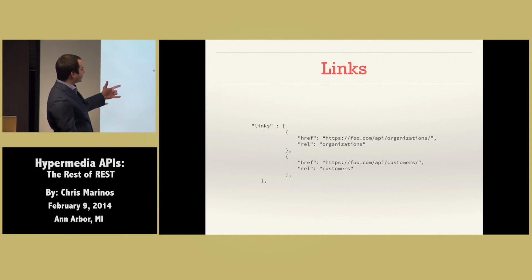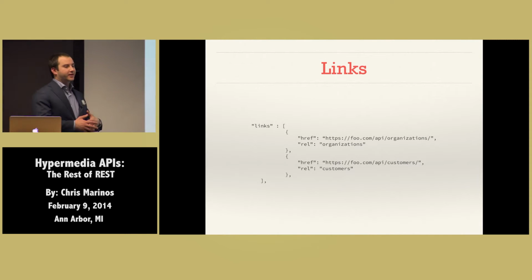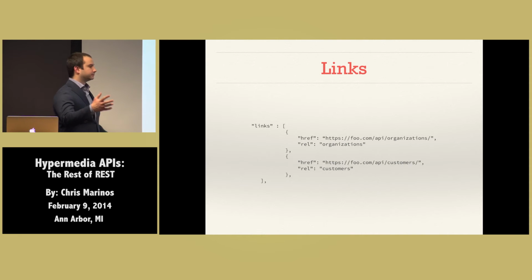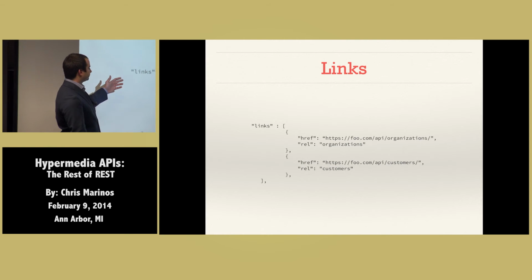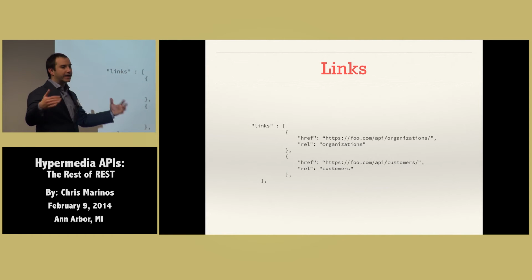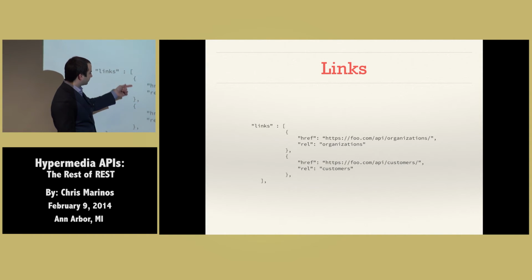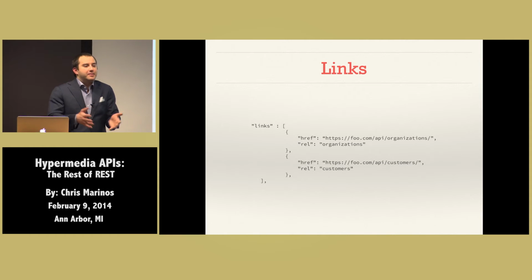So here's what links would be. Links at a resource level is just saying here's another place you can go in the system. A lot of the APIs that I've written so far have, at the high level, base level resources. So I have organizations and customers here. I'm saying you can go to this URL and find out about organizations or find out about customers. It's just linking, at the resource level, to other things that may be associated with this resource.